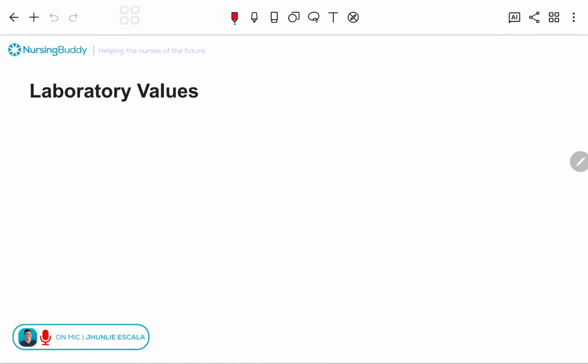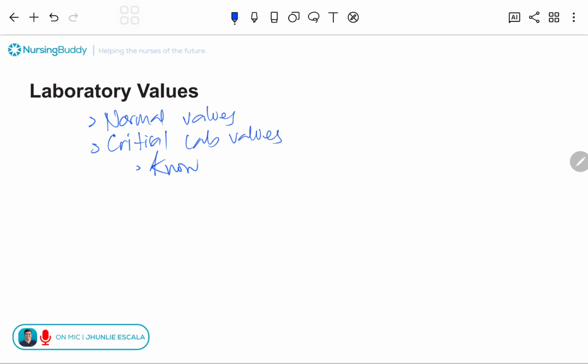Now, let's proceed to your lab values. So, lab values naman, kapatid. So, ang pinakamahalaga dito is we know your normal values. Okay, you get to be familiar with your normal values, or as much as possible, you memorize them. And what you need also to know is to report your critical lab values. Okay, your critical lab values, you need to report them. Okay, so you need to know when to report.